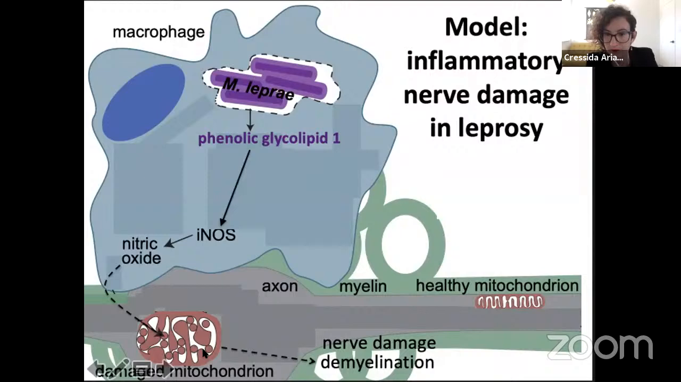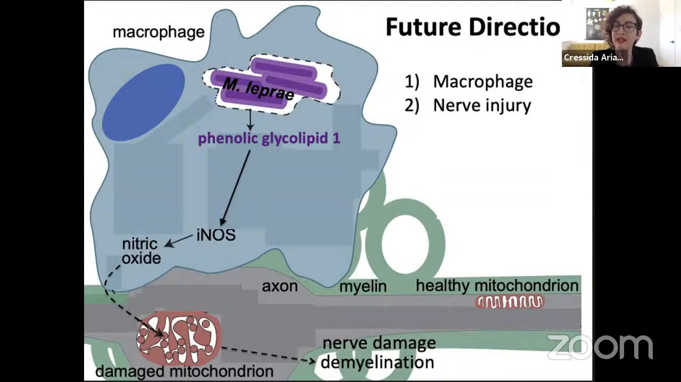So these findings were significant because this was the first time that we had an association of innate immunity contributing to demyelination in response to M. leprae infection. So moving on from this, my lab is very interested in understanding more about how the macrophages respond to M.